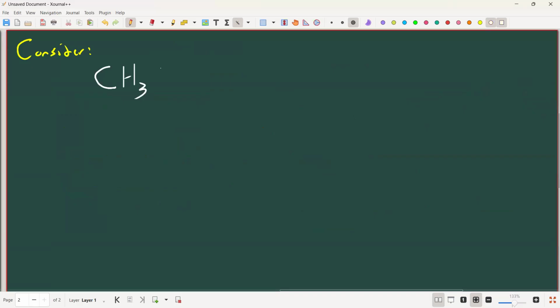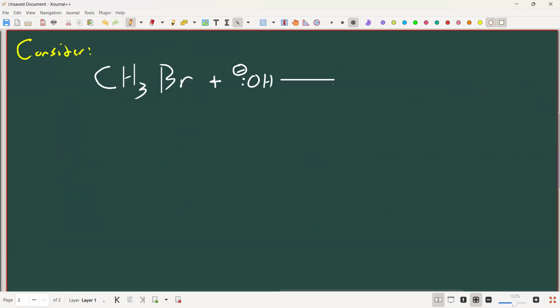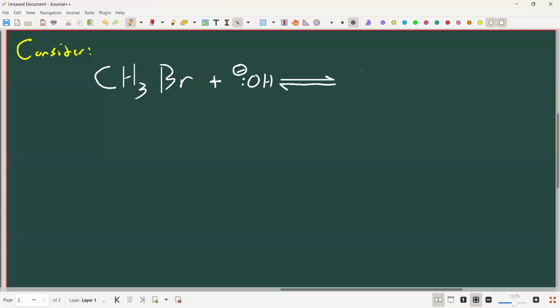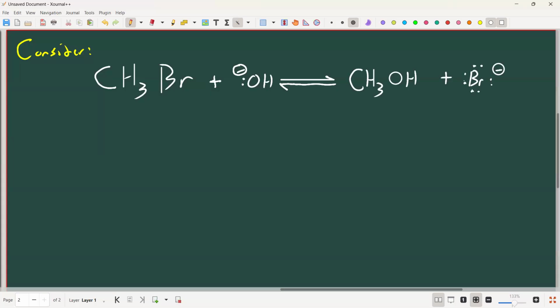We're going to take methyl bromide, and we're going to react it with some aqueous base. It doesn't matter what base we choose. Well, it does, but this time we're just going to take hydroxide. And this is in equilibrium with methanol and bromide ion. Okay. Simple reaction.